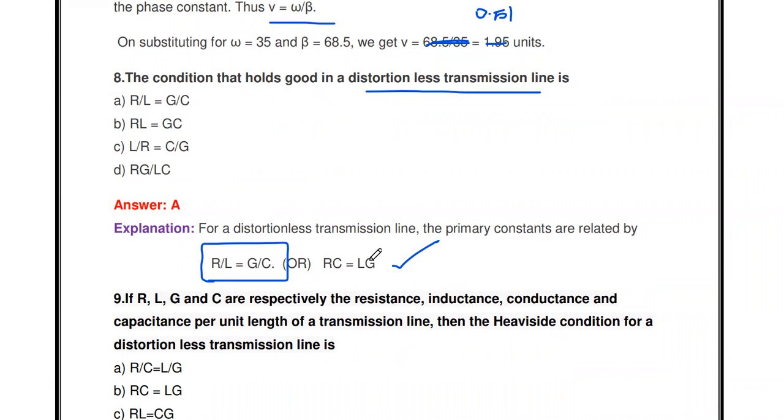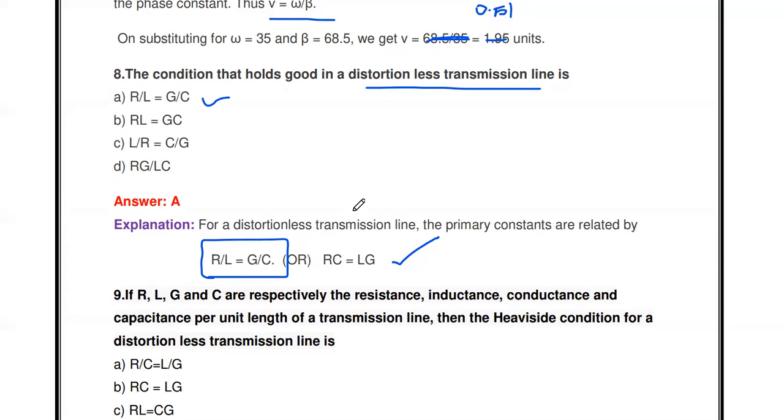Okay, these are all the conditions for a distortionless line. You just remember this. This is a very important question. For a distortionless line, the condition is that the ratio of resistance by inductance is always equal to the ratio of conductance by capacitance.